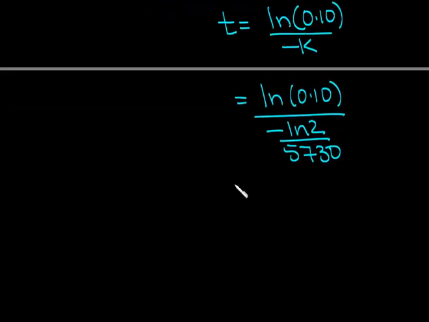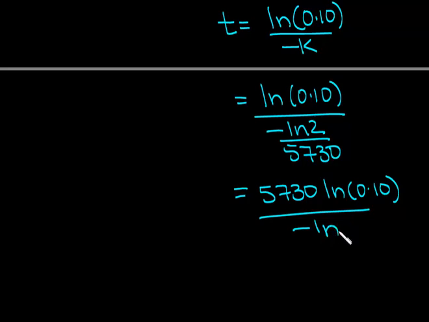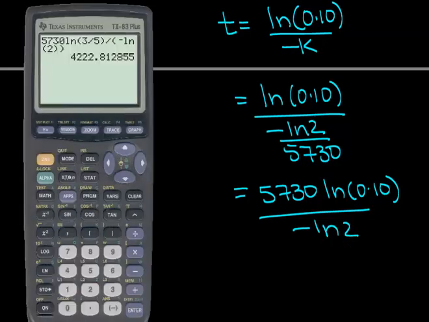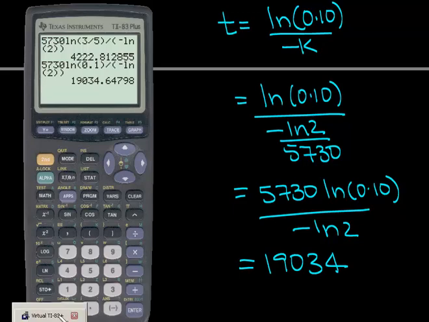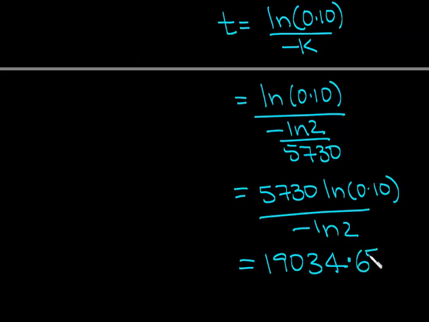So it's pretty much the same as the last problem. You have 5730 times ln of 0.1 divided by minus ln of 2. I can just pretty much use the last entry. I just changed this to 0.1, and then everything else stays the same. So you get 19,034 and some change. Was it 65 years? So that's how old that fossil was.